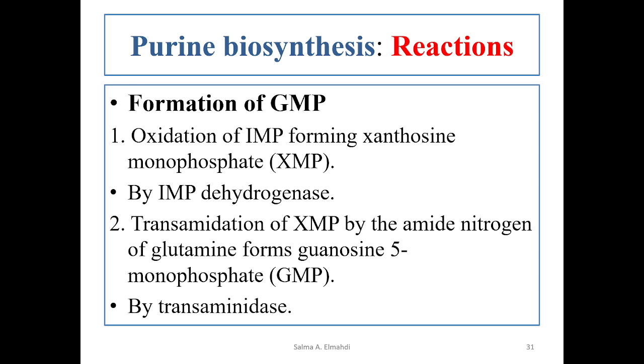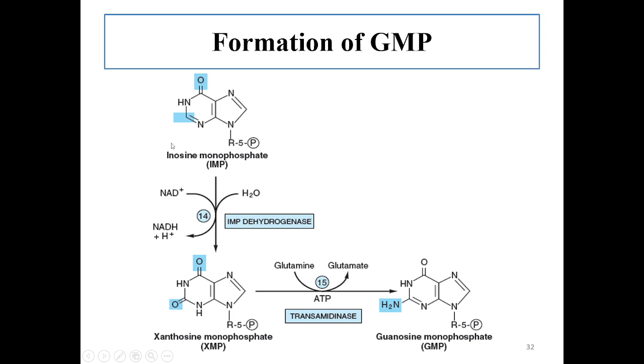Regarding formation of guanosine monophosphate, there is first oxidation of inosine monophosphate by a dehydrogenase, followed by transamidation. IMP by a dehydrogenase will give us xanthosine monophosphate, XMP. Glutamine here donates its amide nitrogen, so the enzyme here is a transamidase. It is not a transaminase because the transferred group here is an amide group and not an amino group, to get guanosine monophosphate.